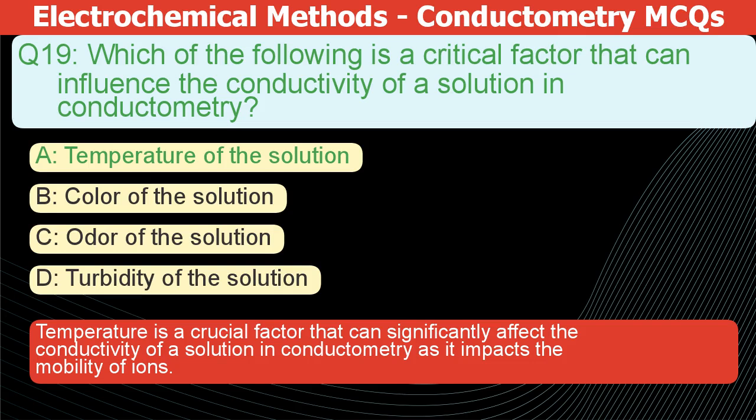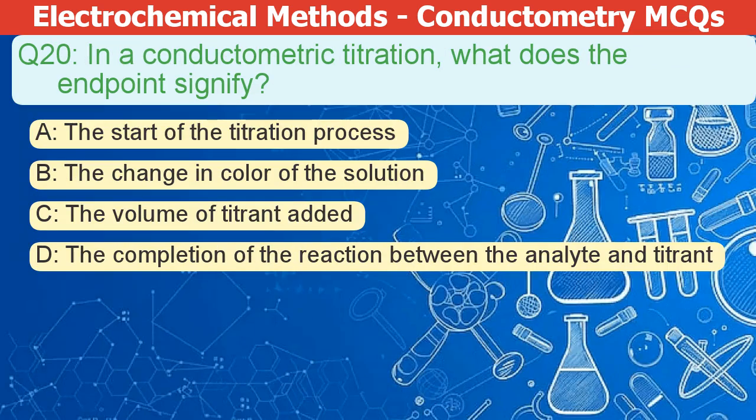The correct answer is A. Temperature is a crucial factor that can significantly affect the conductivity of a solution in conductometry as it impacts the mobility of ions. In a conductometric titration, what does the endpoint signify?